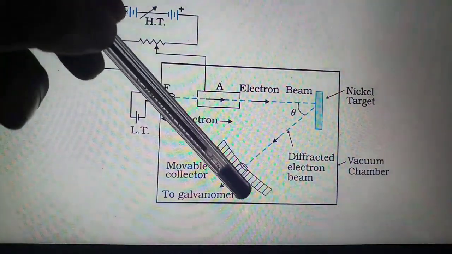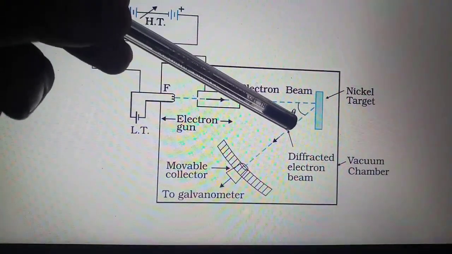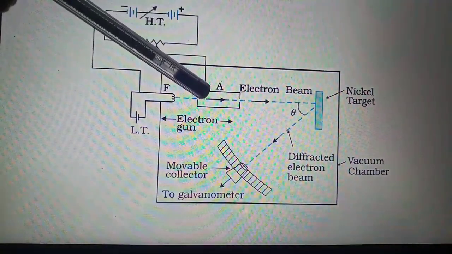So this is the experiment done, and we got the highest intensity at an angle of 50 degrees at a potential of 54 volts. In this experimental setup, they used a particular crystal. They made the electrons hit it, and the electrons are scattered in different directions. In each direction they collected how many electrons are coming. That is the intensity of the electrons they collected.